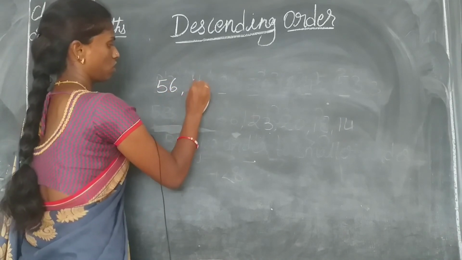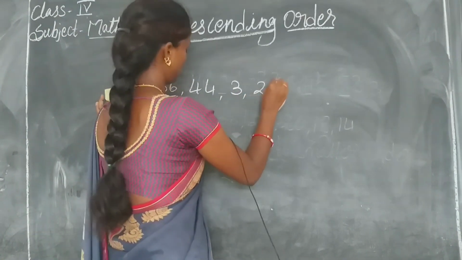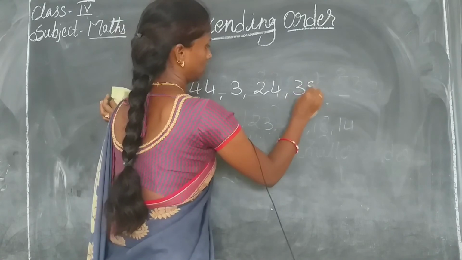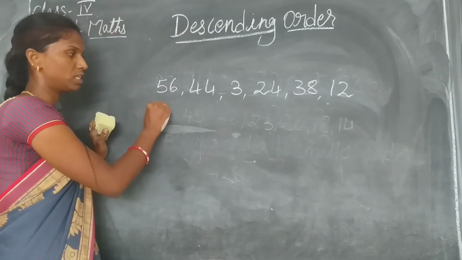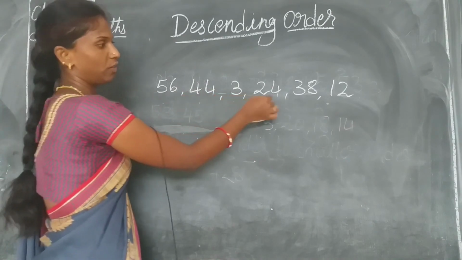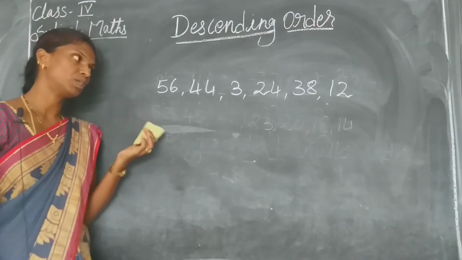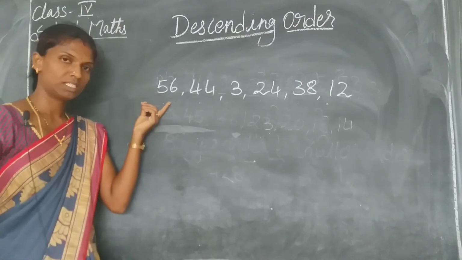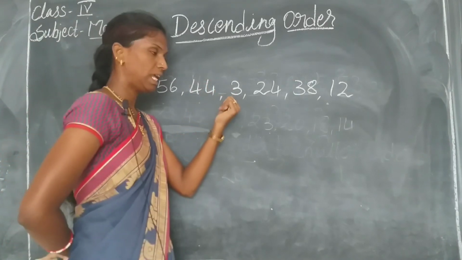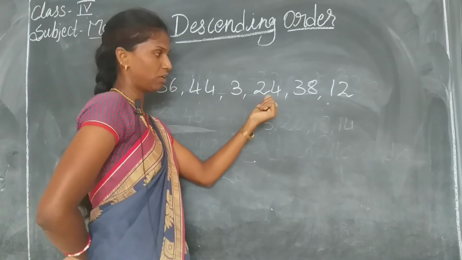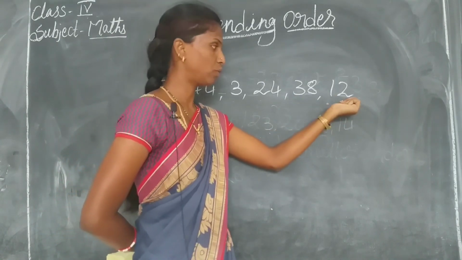56, 44, 3, 24, 38, 12. So these are the numbers 56, 44, 3, 24, 38 and 12. Among all these numbers, what did you observe? 56 is a two digit number, 44 is also two digit, 3 is a single digit number, and 24 is also two digit, 38 two digit, 12 is two digit.